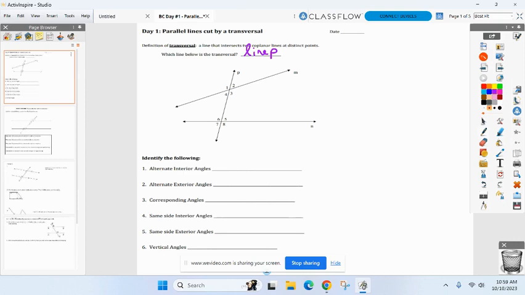When I draw the transversal in, everyone see I formed 8 angles and I've labeled them 1 through 8. My goal today is that you can identify them as special types of angles. Not a true story, but just to help us here.